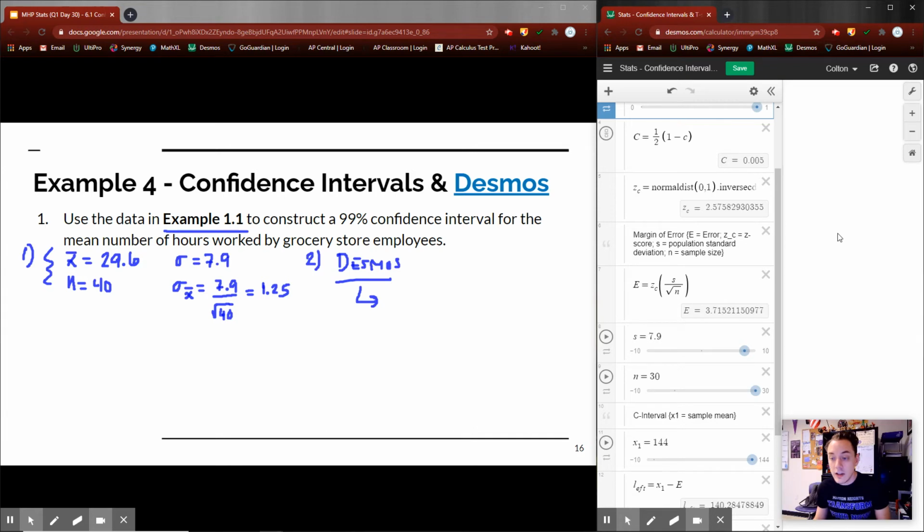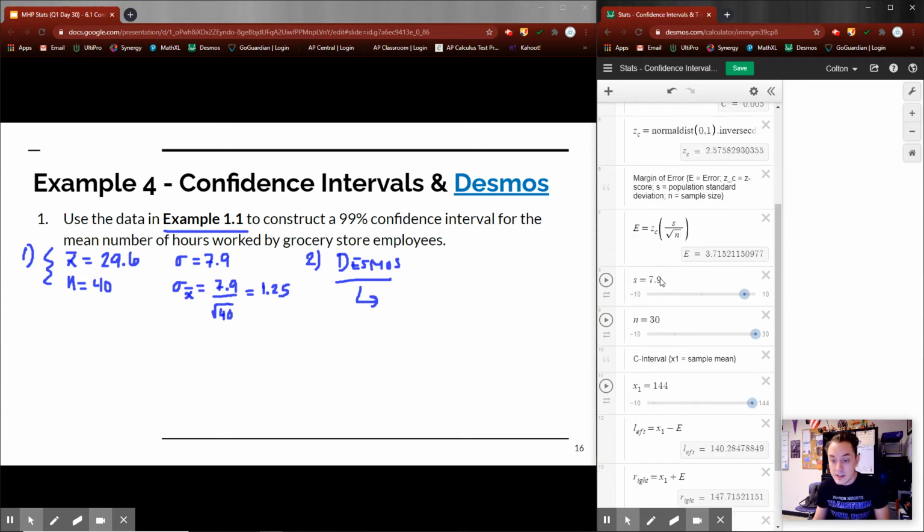Now, the one thing, though, that I do need to change is my standard deviation and my sample size if I haven't already. Now, notice my standard deviation of the population, I don't need to change. That's still 7.9. So I'm still solid on that. But I do need to change this. It's definitely not 30. It's 40. Okay? 40.